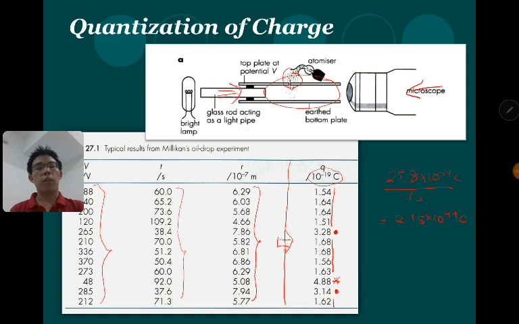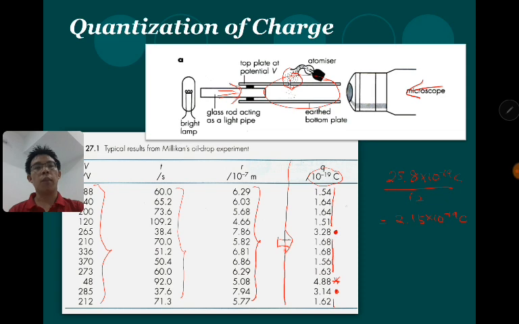Okay, so this experiment is repeated many times around the world by scientists. So what they obtain, basically the result, are about the same. They show the trend like 1.6, 3.2, and 4.8.